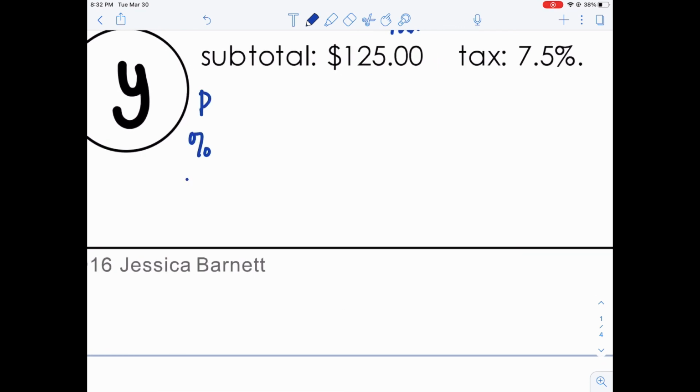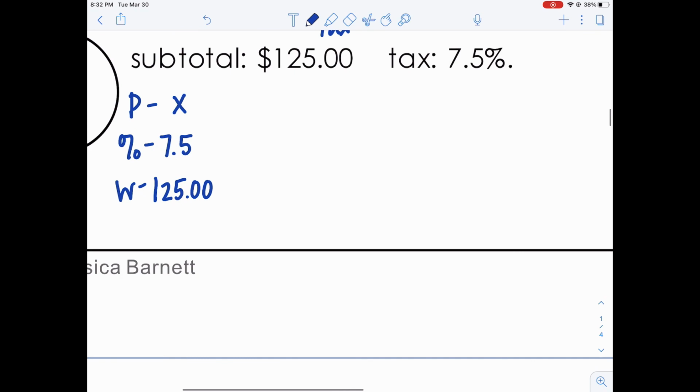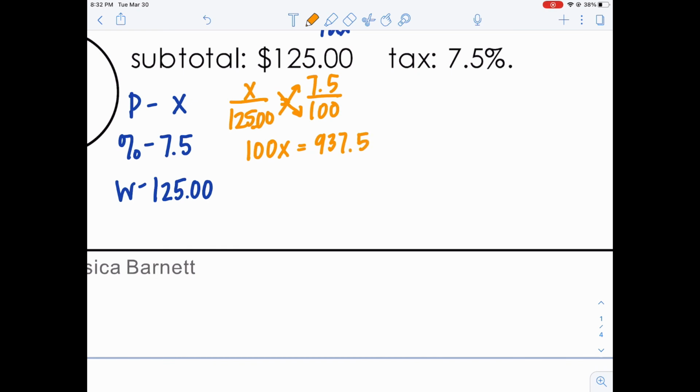First thing you should do, part, percent, and whole down the side. Part is X, percent is 7.5, and the whole is 125. Using your proportion, X over 125 equals your percent, 7.5 over 100. Using cross multiplication, I get 100 times X is 100X. And 125 times 7.5 is 937 and 5/10.